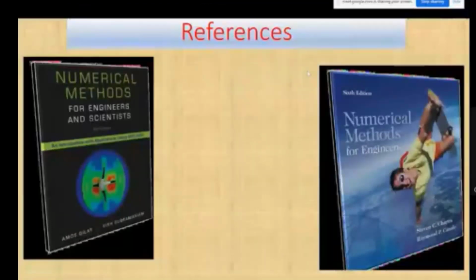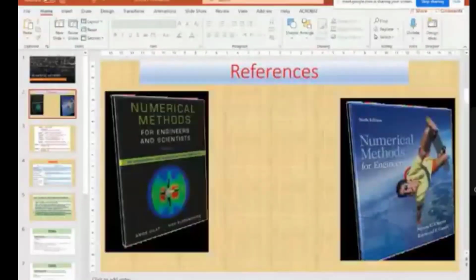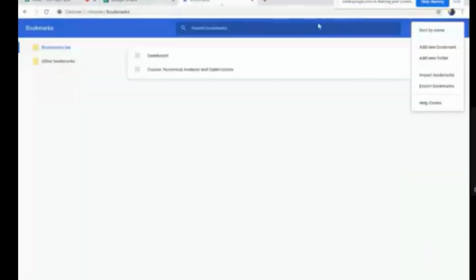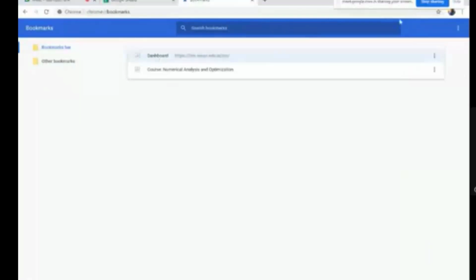Okay. Now, we have two major references. We have Numerical Methods for Engineers by Chapra, and we have Numerical Methods for Engineering and Science. Also, I uploaded them on the website. Did you see that? Where is the website here?